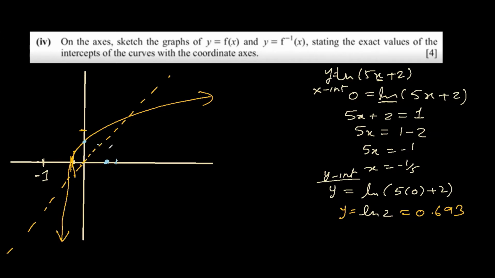Now, secondly, we had minus 0.2. Minus 0.2 will be somewhere here. And just join them and they will be reflections. So these are the 4 points we have to join because they are the reflection. This is how it will look. This is the graph of the inverse, f inverse x. That was the graph of the original function f(x).